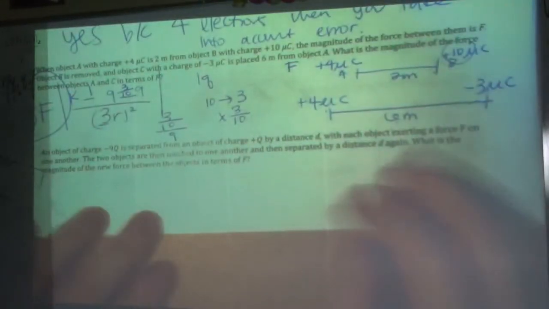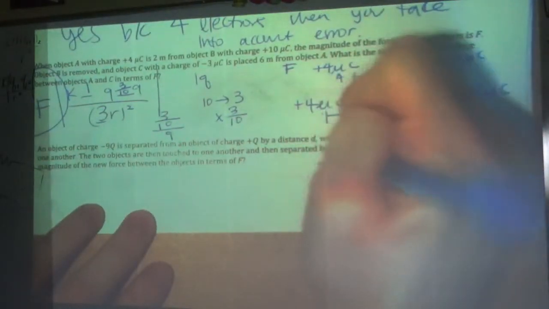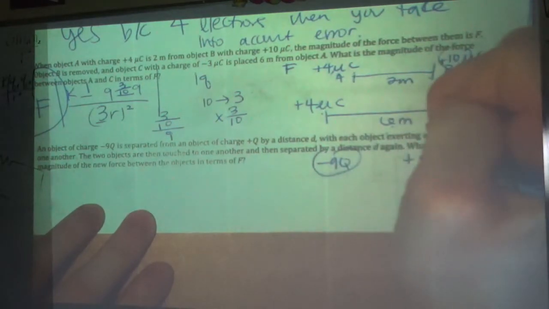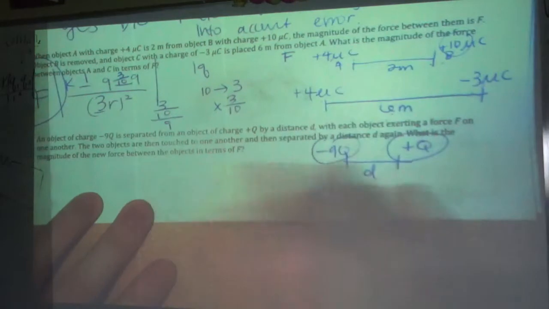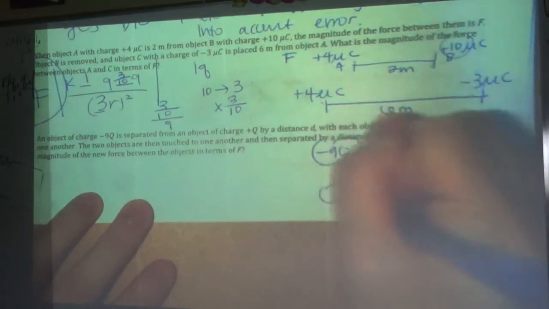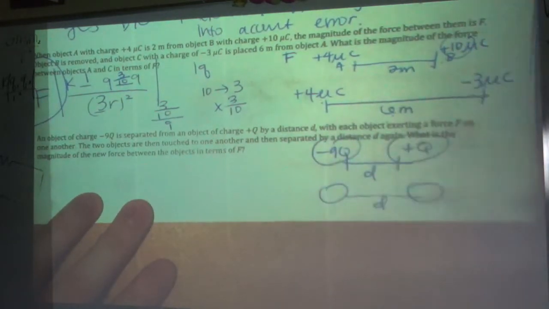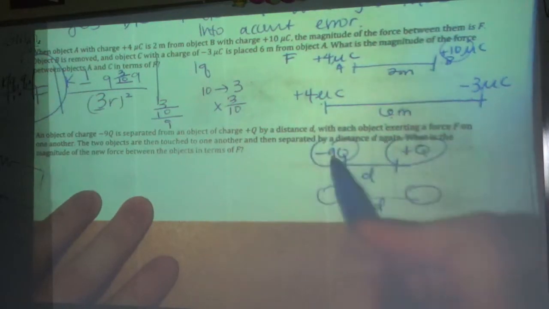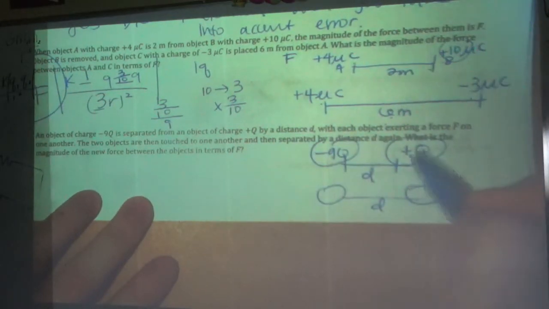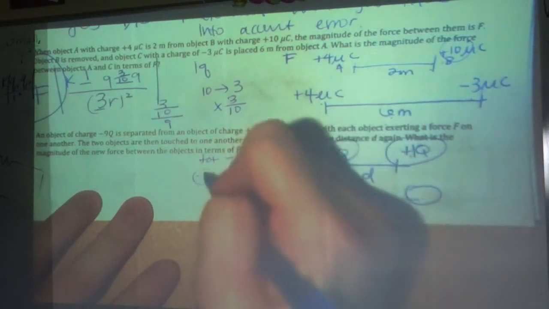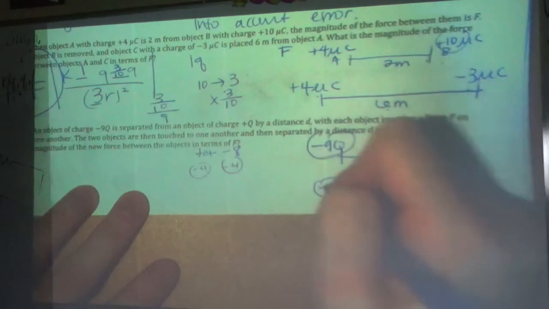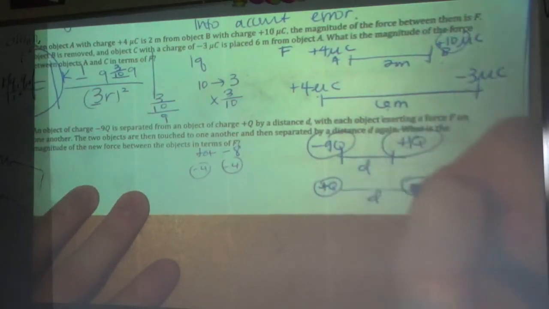Right, number 5, so we have -9q and positive q, and they are distance d apart, and now they're touched together and separated, so now still a distance d apart, but when they're touched together, the -9 plus the +1, this isn't a 0, it's a +1, so that's a total of -8, so then they each have -4q, -4q. So 2 ways to do it.